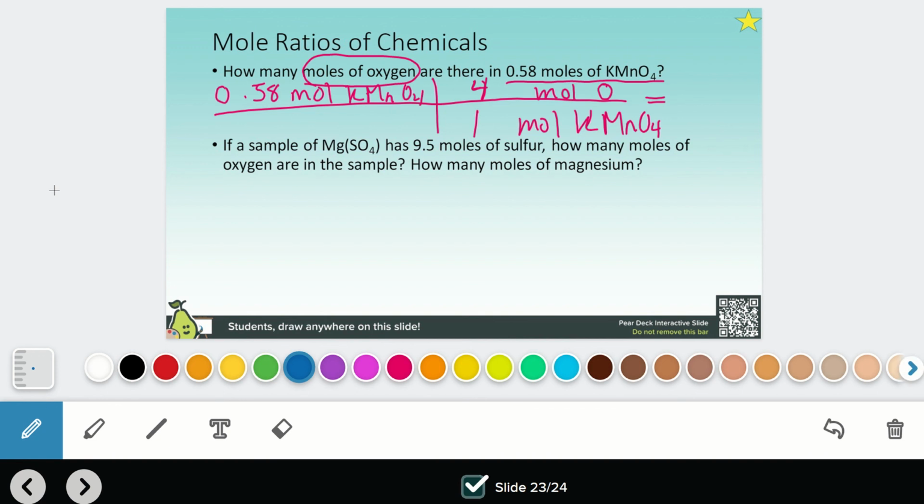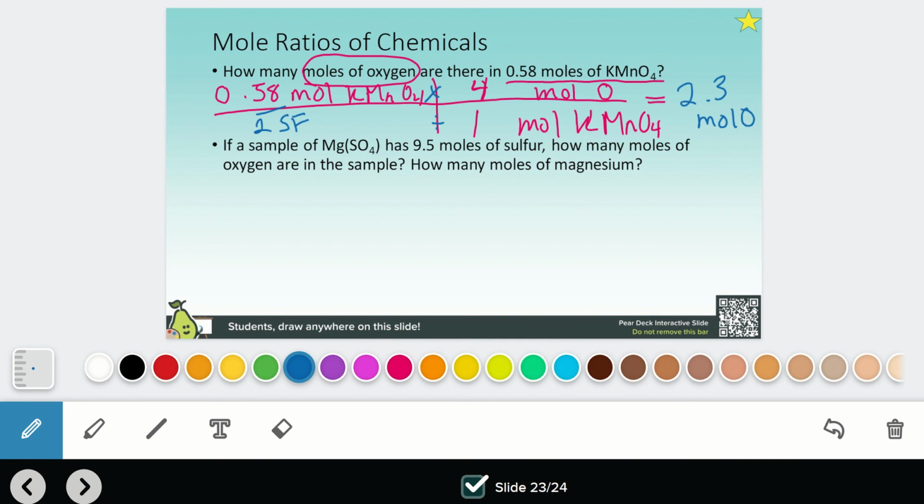All right. Same process. Multiply, divide, 0.58 times 4. I get 2.32. Again, our given amount has 2 significant figures. So we get 2.3 moles of oxygen.